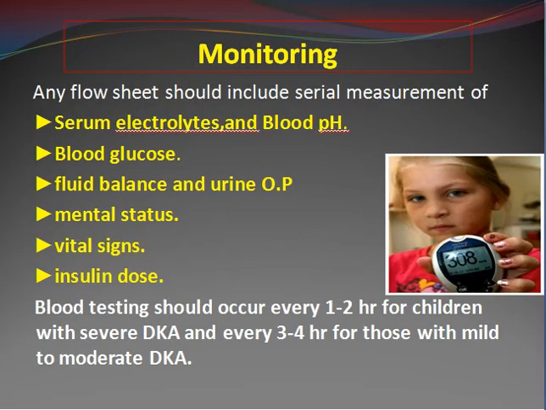Monitoring. Monitoring of the child with DKA should include serial measurement of serum electrolytes and blood pH, blood glucose, fluid balance and urine output, the mental status of the patient, vital signs, and insulin doses. Blood testing should be done every 1 to 2 hours for children with severe DKA, and every 3 to 4 hours for those with mild to moderate DKA.